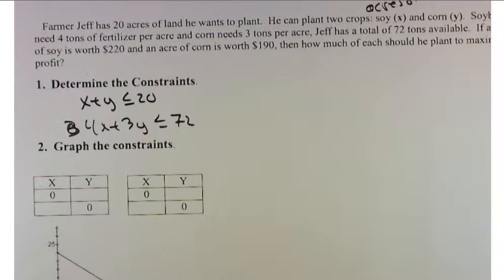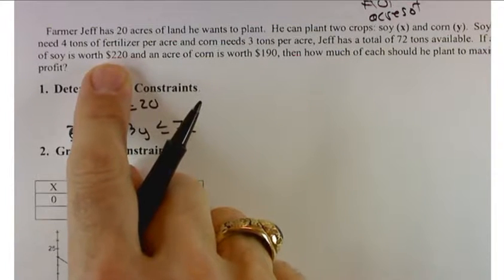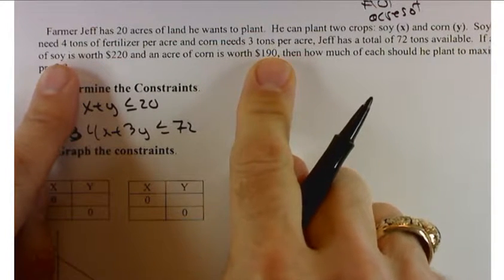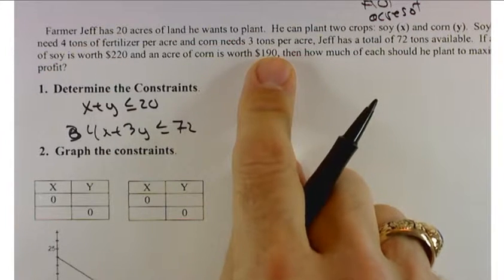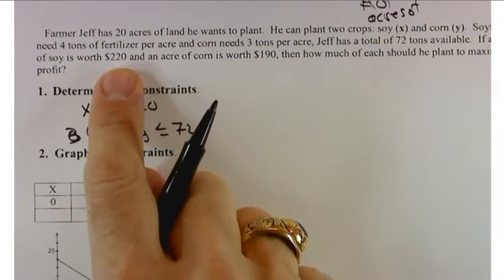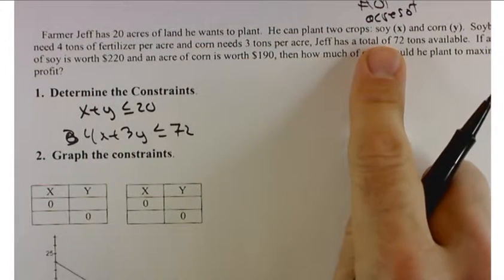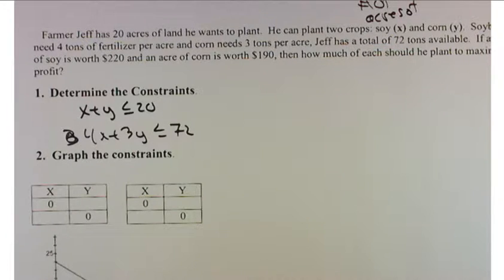Now our goal is to try and maximize how much money you make. Under the prices that are given here, soy is worth $220 an acre, corn is worth $190 an acre. So you might say, well, why not just plant everything soy, right? You make $220 an acre. The problem is you'd run out of fertilizer. So you might need to do some kind of a hybrid.